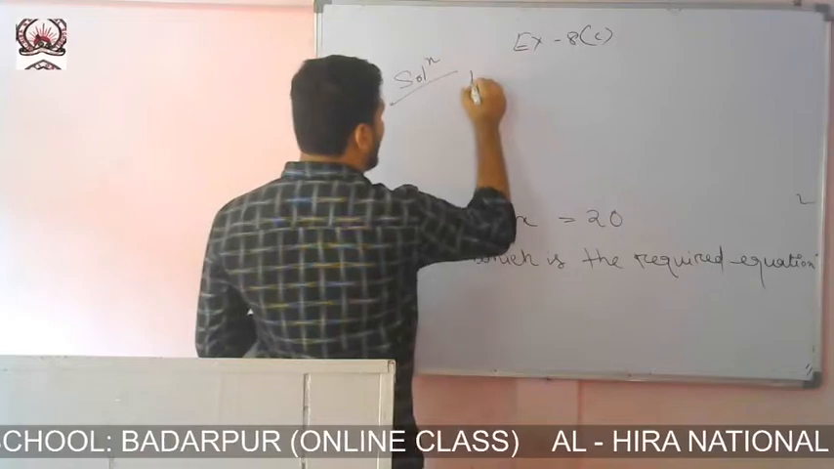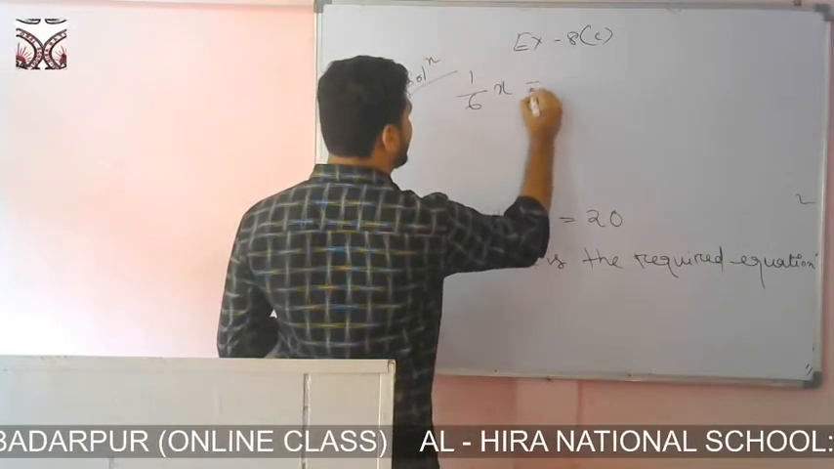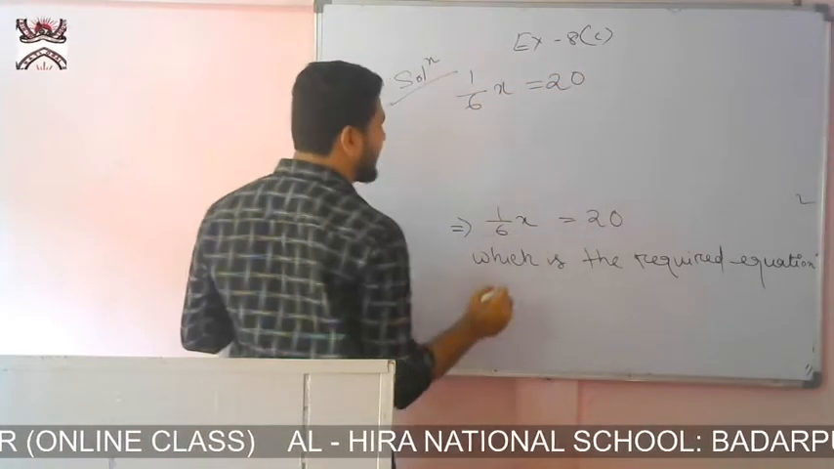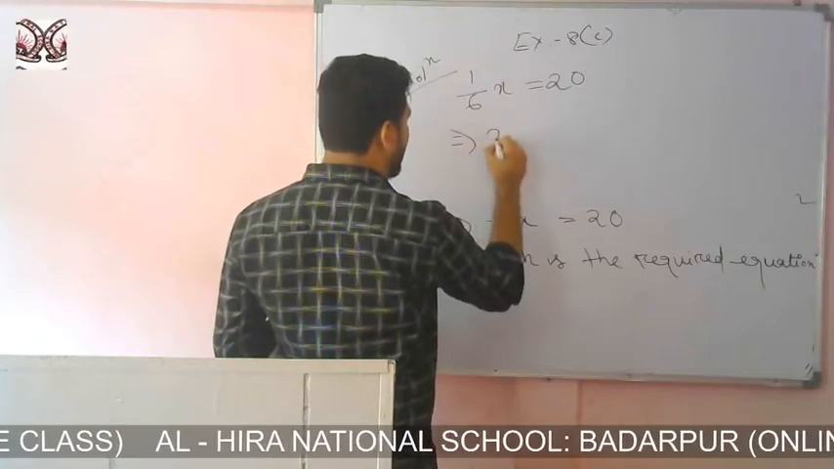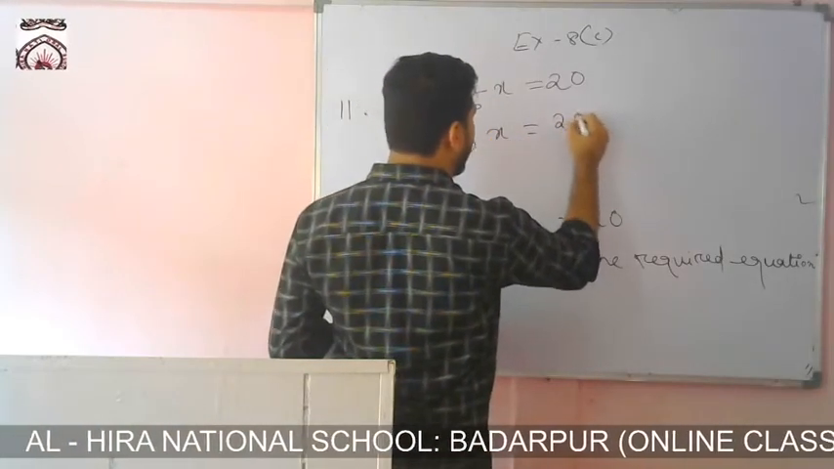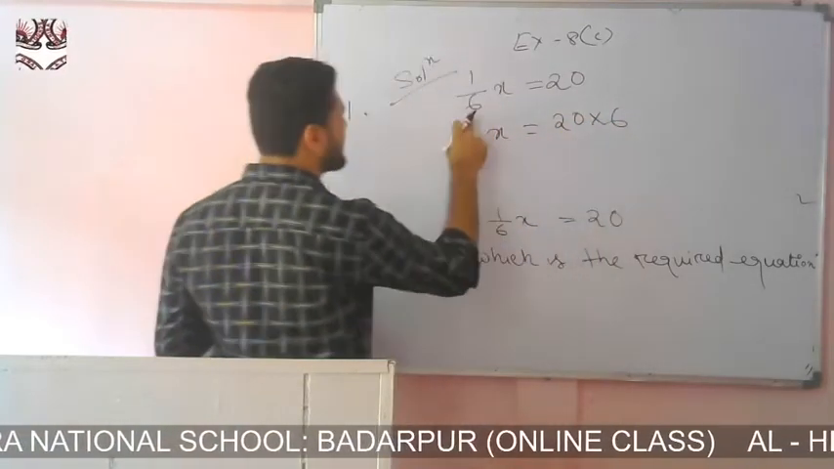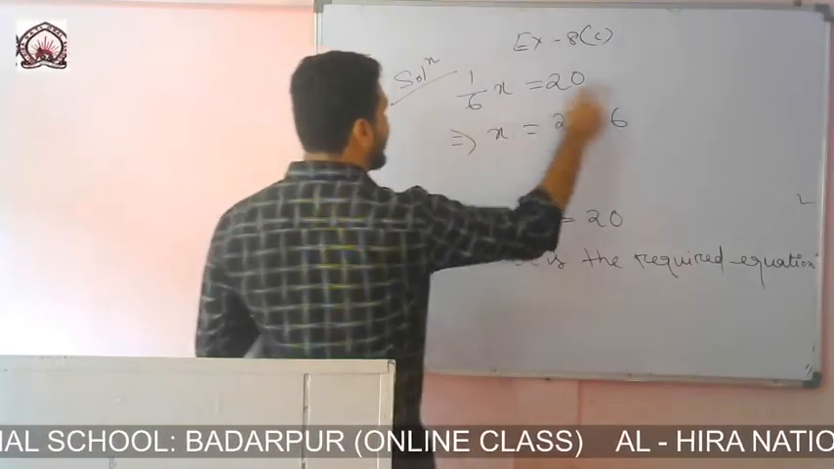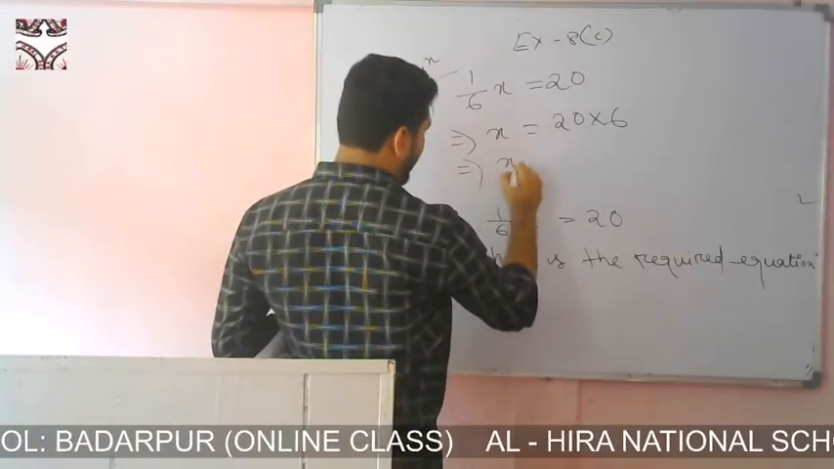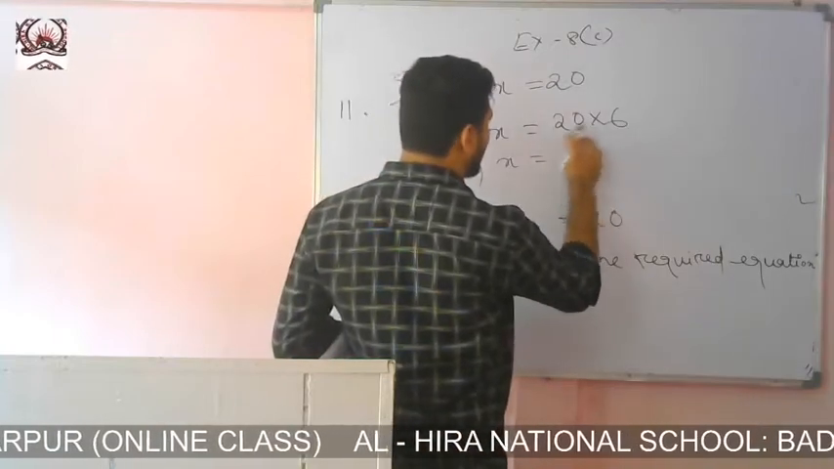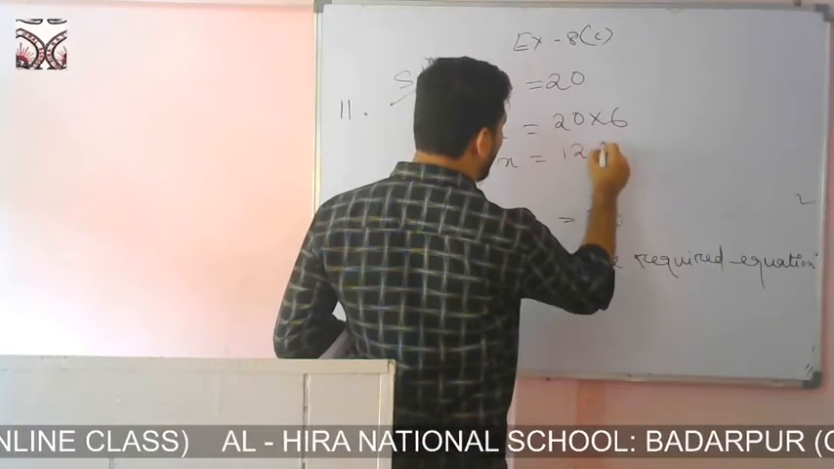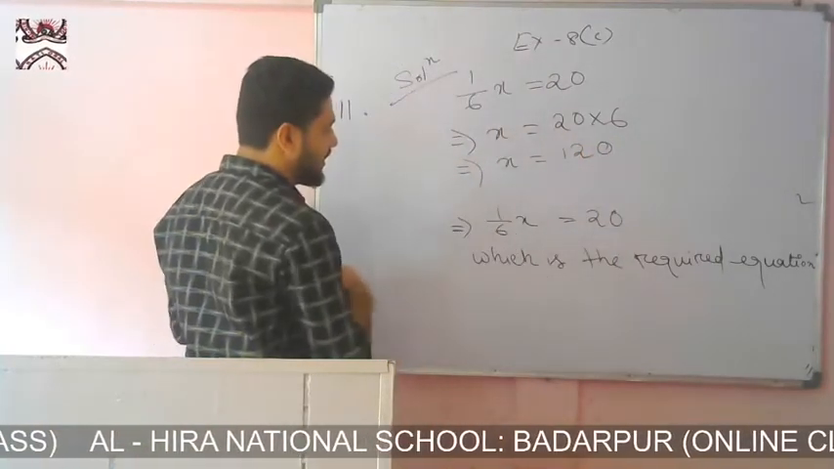Solution will be what? 1/6 x equals to what? 20. Then you can write what? X equals to what? 20 into 6, because 6 is with the relation multiplication. So if I take it to the right side, it will become what? Into. Then 6 twos are 12 and 1 0 is 120. Okay. Then you can write.